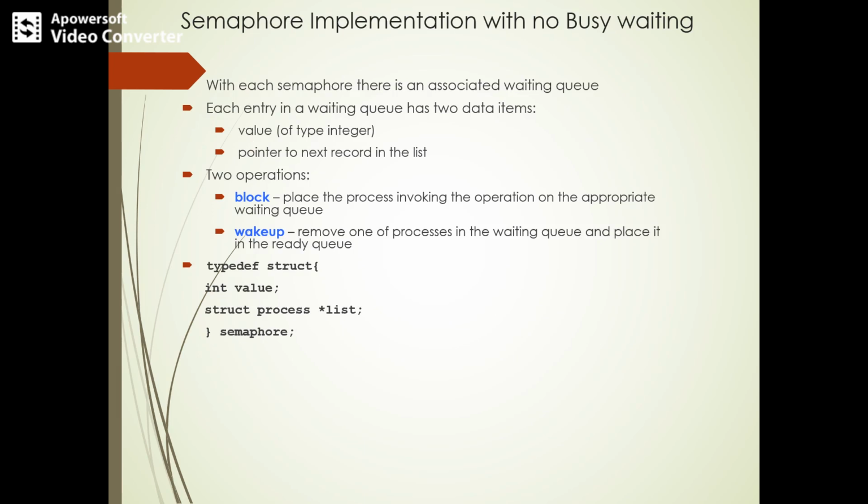Here we have implemented two operations called block and wakeup. This is the basic construct of a semaphore. We use a structure that has a value and a list of processes. The process that is blocked waiting on a semaphore S should be restarted when some other process executes a signal. With each semaphore there is a queue, and each entry in the queue has two items: the value and the pointer to the next record.